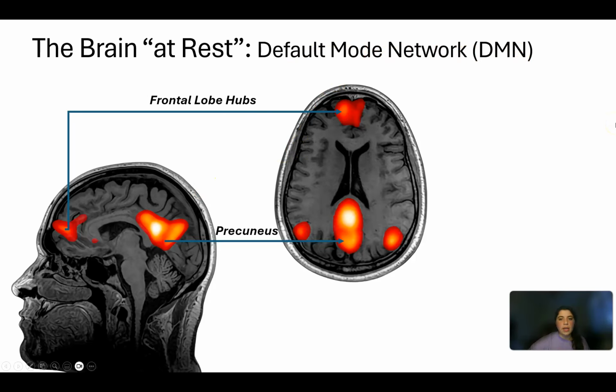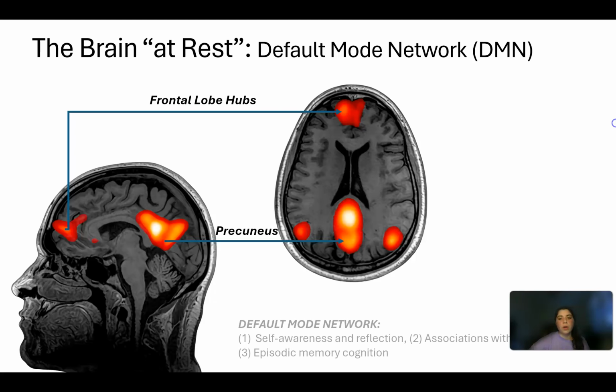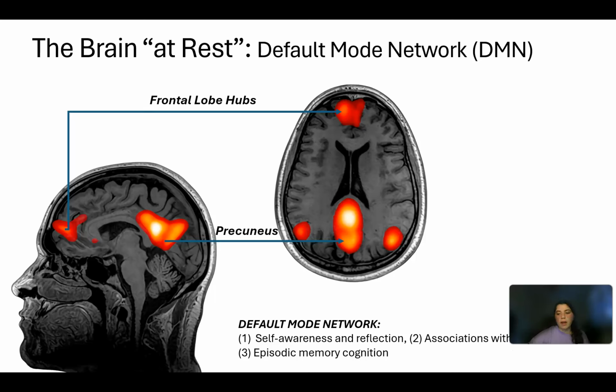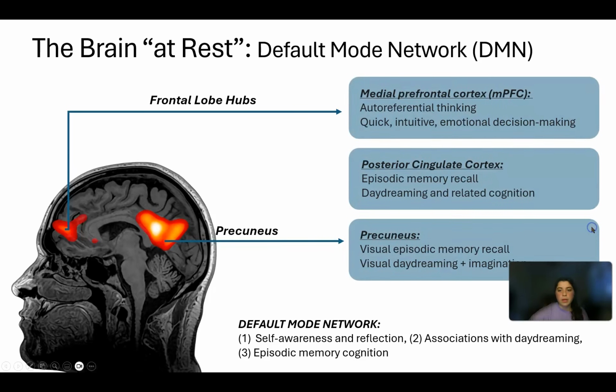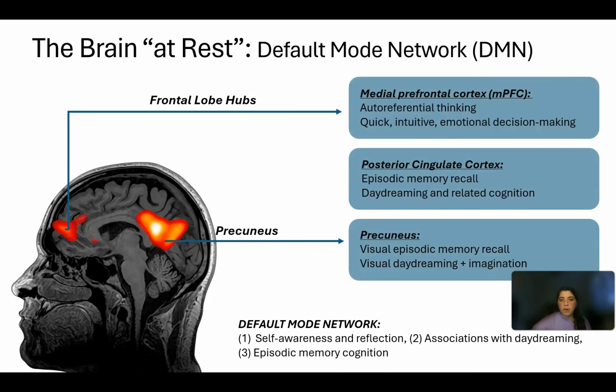And so you can see that it's pretty dispersed in that there are frontal lobe hubs involved, but there's also regions in the occipital lobe that are important in the default mode network. So I'll go ahead and provide a deep dive on how different regions in the default mode network are responsible for supporting these different functions. So within the frontal lobe, you're going to have the medial prefrontal cortex, or the MPFC.